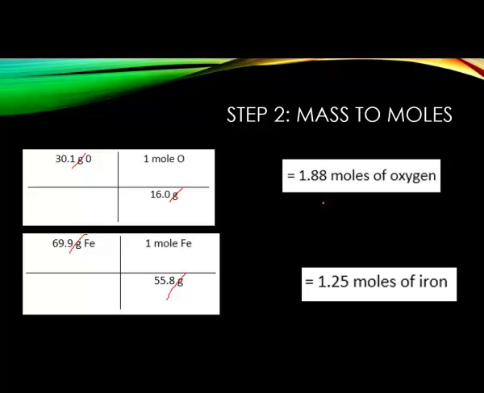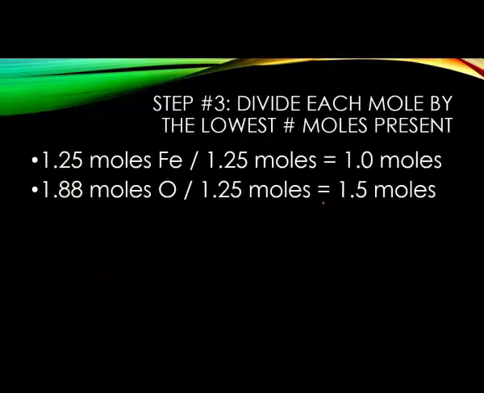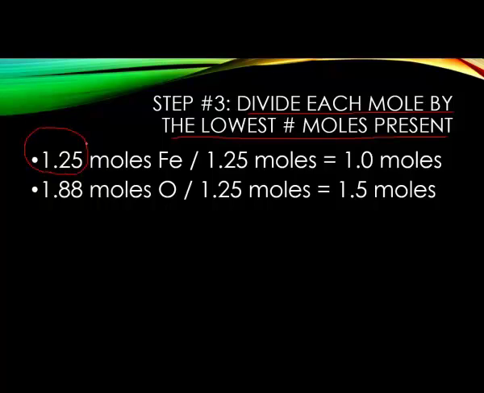In the previous problem, it was really easy. It was sodium and chlorine, right? And it was obvious that it was a 1-to-1 ratio. This time, it's not very obvious. So here's the rule. Divide by the lowest number of moles present. The lowest number of moles is 1.25, right? Because this value is a little higher.